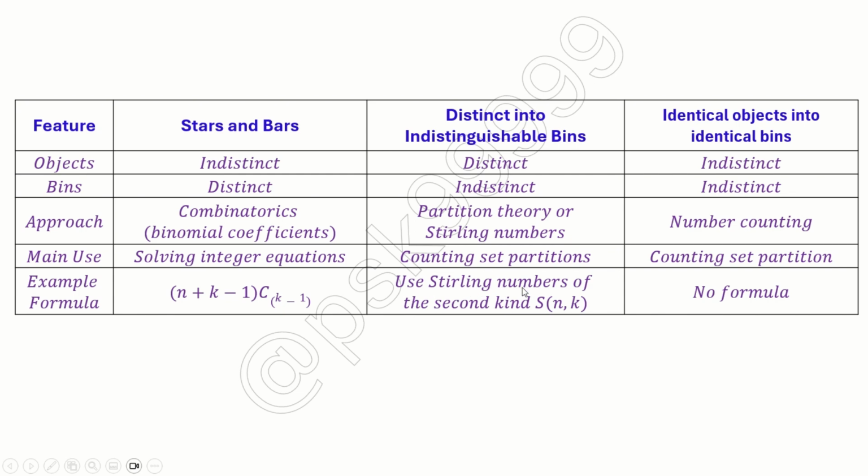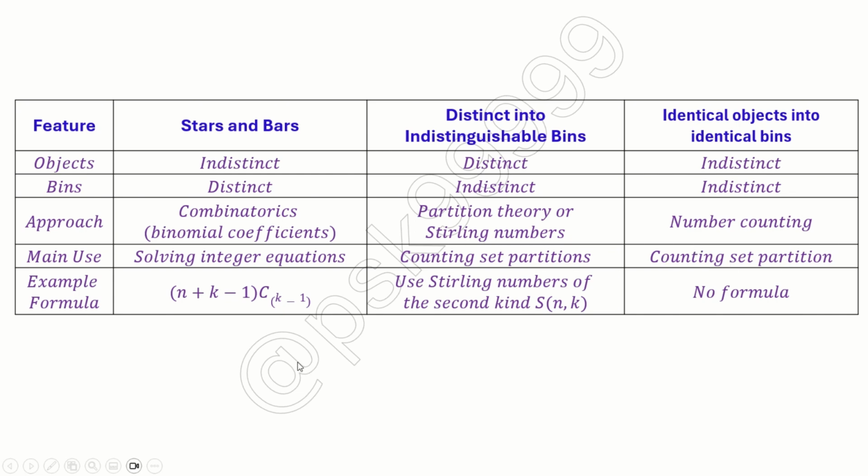We have a Stirling number of the second kind. Actually, this formula you can apply if you understand, but counting is fairly possible. And identical objects into identical bins, there is only counting partition. Only counting is the only method you can solve the problem.